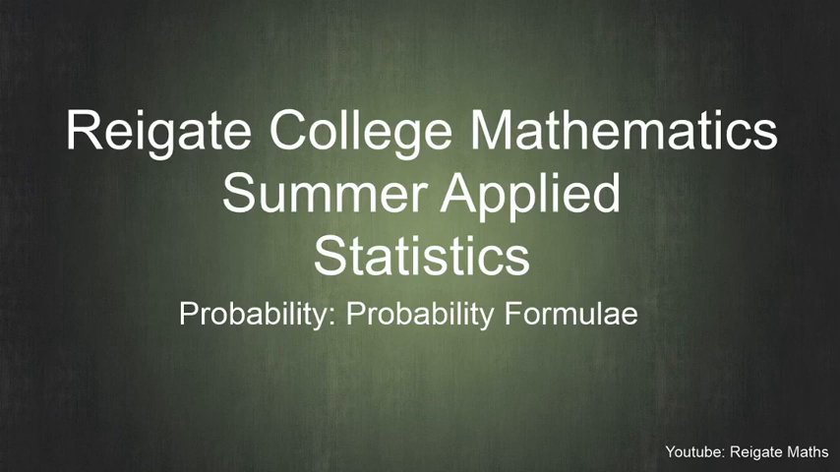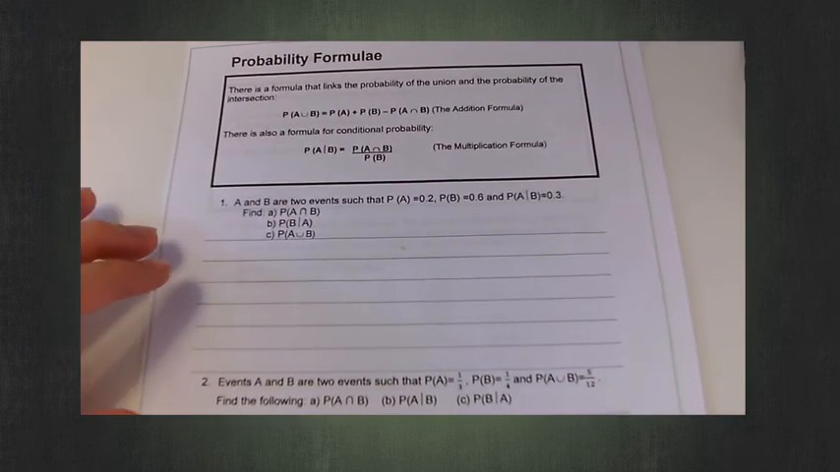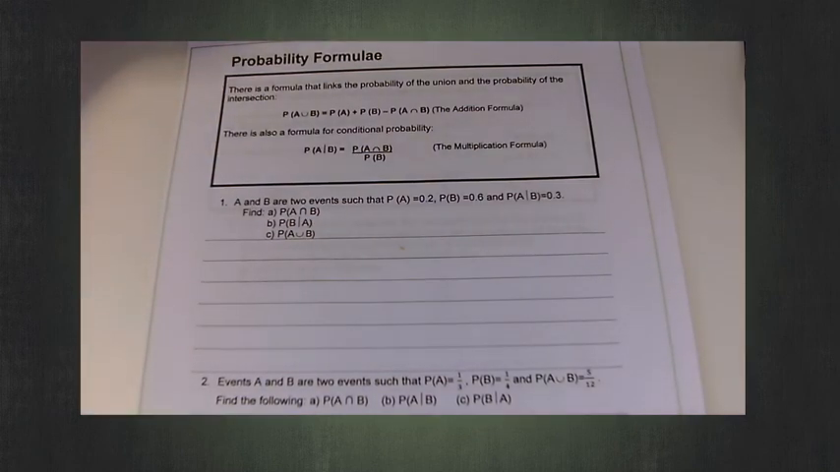Okay, so the previous video looked at conditional probability, and we're just going to move on and revisit that formula which we saw in conditional probability, and look at another formula as well which can link unions and intersections. So there are two formulas that are very useful in probability in year 13.